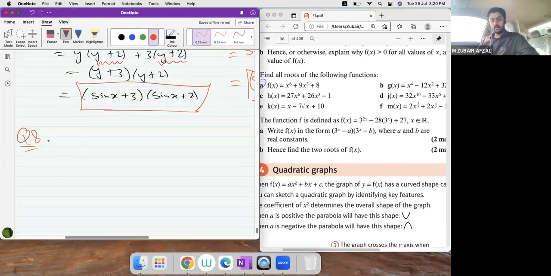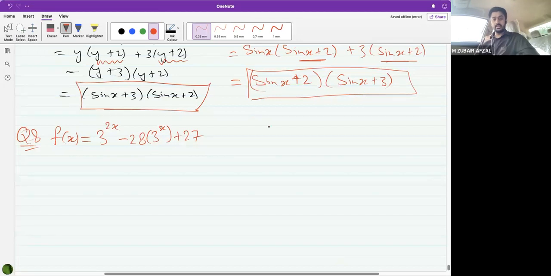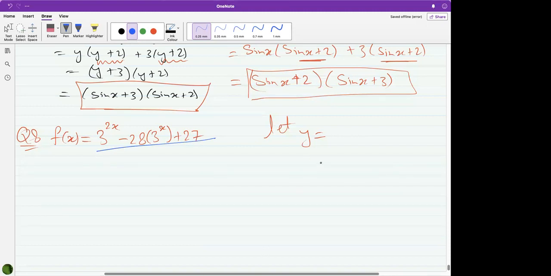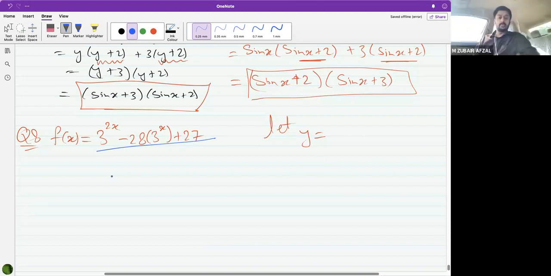Question number 8. f of x is equal to 3 power 2x minus 28 into 3 power x plus 27. Do you find anything if I say let y is equal to something, you can write that? Do you find anything in this expression? If I have to replace it with y, what would it be? I don't find anything. Okay. If I say I see something resembling over here, may I write 3 power x?